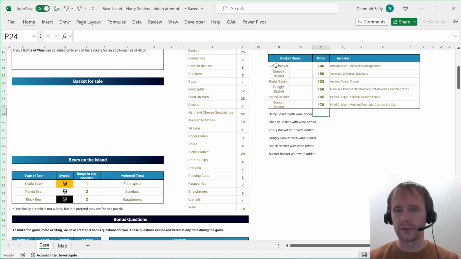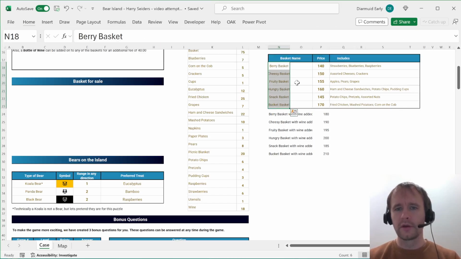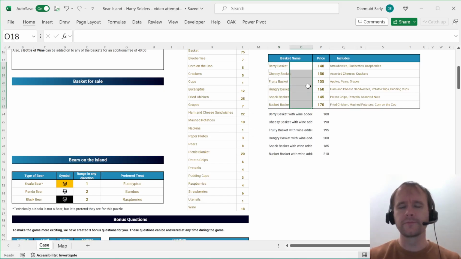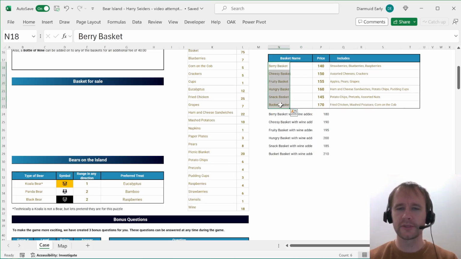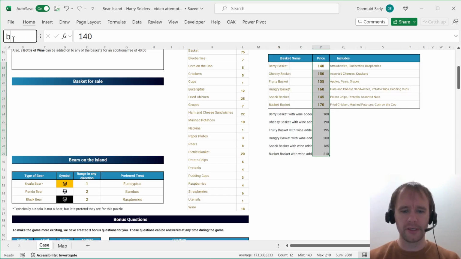Sorry, I'll just hit undo so we keep the, never mind, we've lost the formatting. So in this case, the cells were not merged. It was just formatted as center across selection, which means that it's easier to name just this cell. So we've got our 12 different types of basket, berry basket, all the way down to bucket basket, and then everything with wine added. So I'm just going to name that. I'll call it Basque name. And I'm going to name this column Basque price.